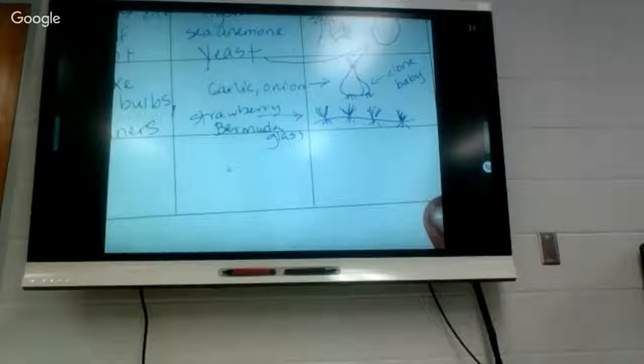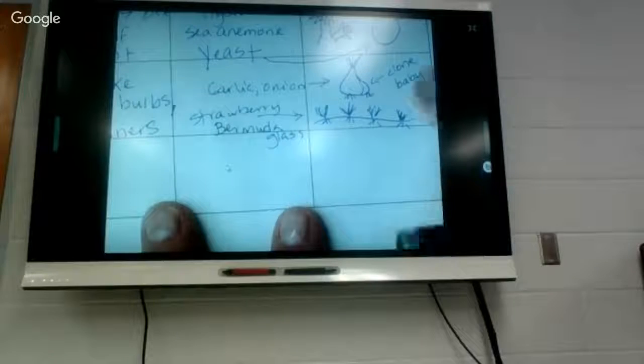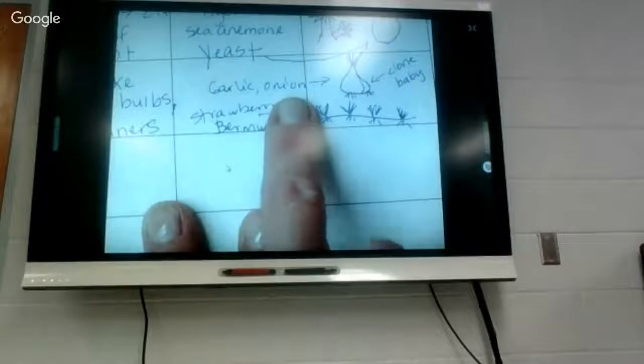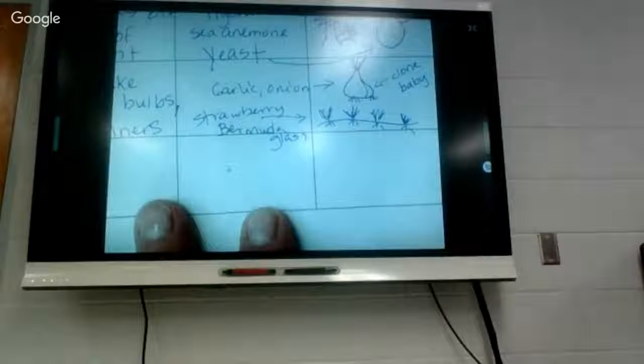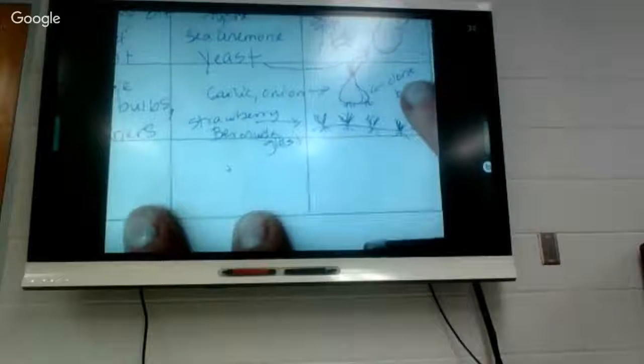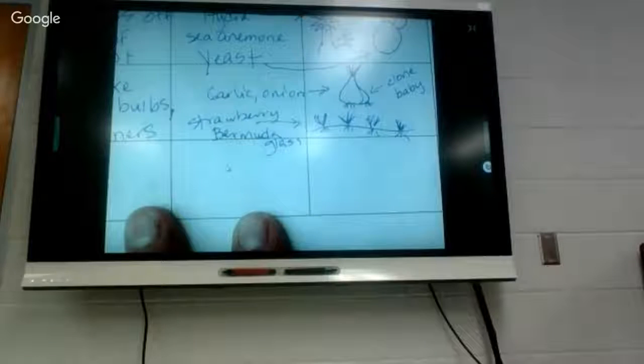What does that say near the garlic? Right here, garlic, onion. No, on the other side. Right here, clone baby. Yeah, it's a girl. It's a girl.